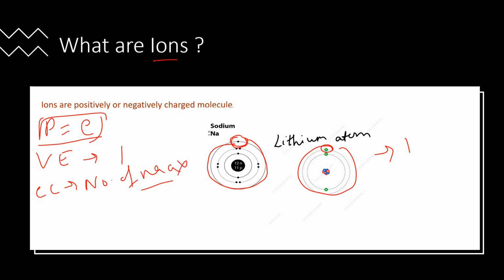Like for the first shell, 2 electrons can be accommodated. For the second it is 8, for the third it is 8. But here it is only 1, so the valence electron is 1. The maximum number of electrons this third shell can accommodate is 8, but it has only 1 electron. So the atom is not stable.